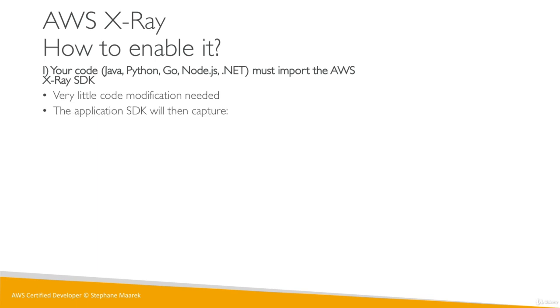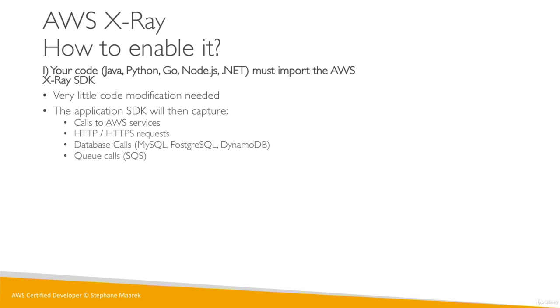And then the application SDK, the X-Ray SDK, will then capture the calls to the AWS services, the HTTP and HTTPS request, and the database calls for MySQL, Postgres, and DynamoDB. It can also capture queue calls, and so on. Now, the second thing we have to do once we've modified our code is to install the X-Ray daemon, or to enable the X-Ray AWS integration.